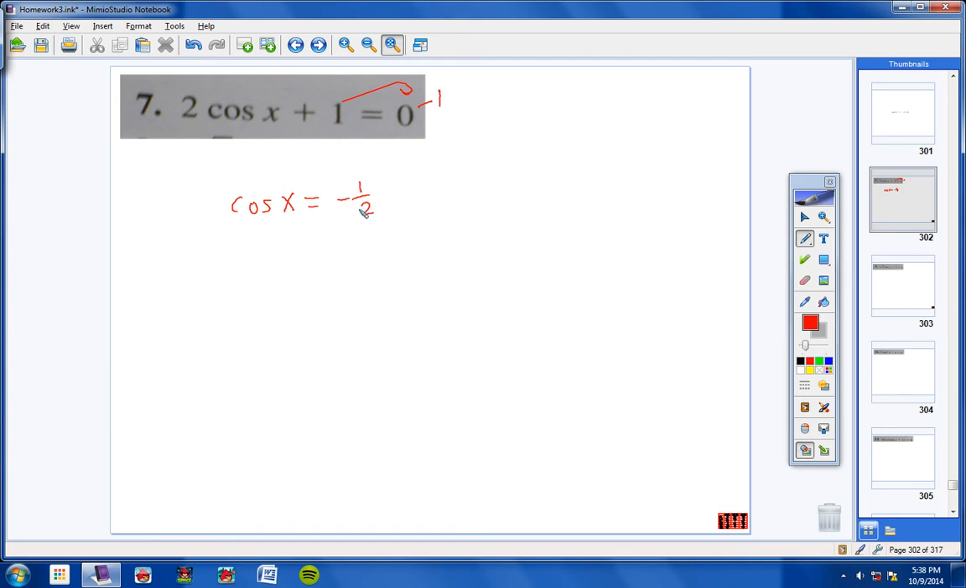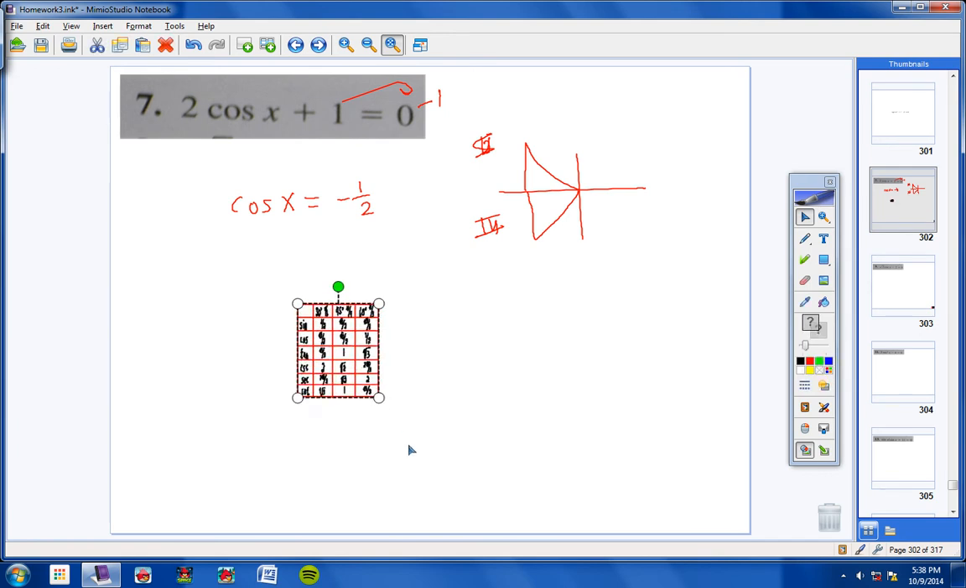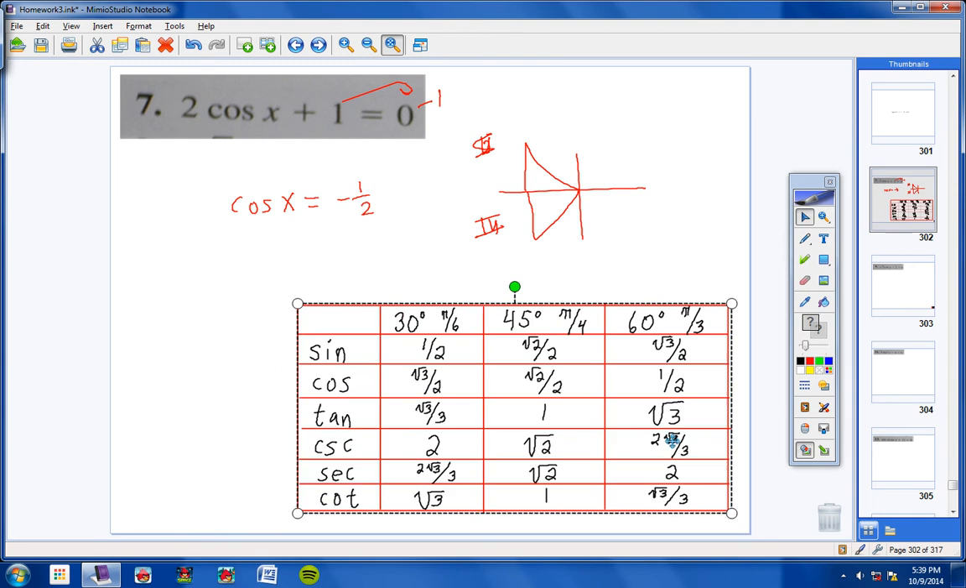So we're looking for an angle whose cosine gives a negative answer. Cosine is negative in quadrant 2 and quadrant 3. Alright, let's see what angle, when you take the cosine of it, gives you 1/2. Here it is. Cosine of 60 is 1/2.